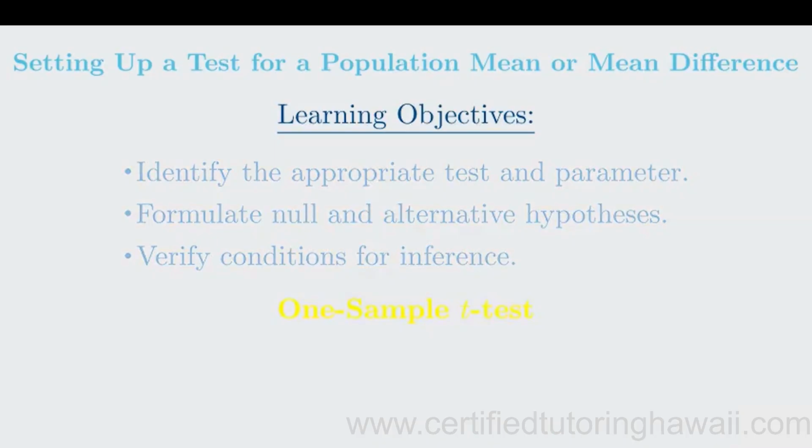Whether you are looking at a single group or comparing pairs of data, the logic of the t-test is what allows us to make claims about an entire population based on a relatively small sample. Let's get started. When we want to perform a hypothesis test for a mean, the first question we must ask is, do we know the population standard deviation, sigma? In the real world, the answer is almost always no.